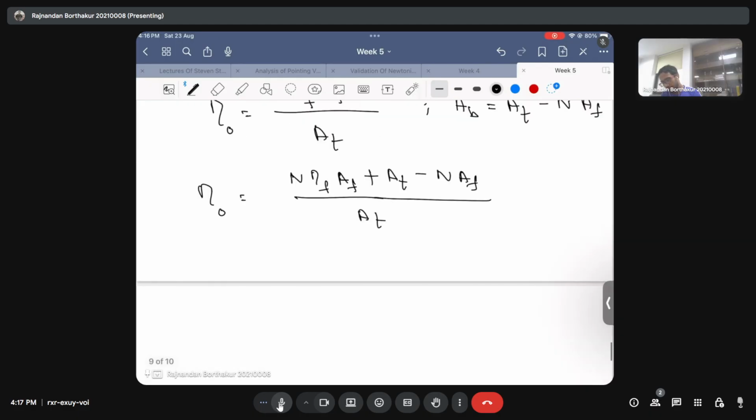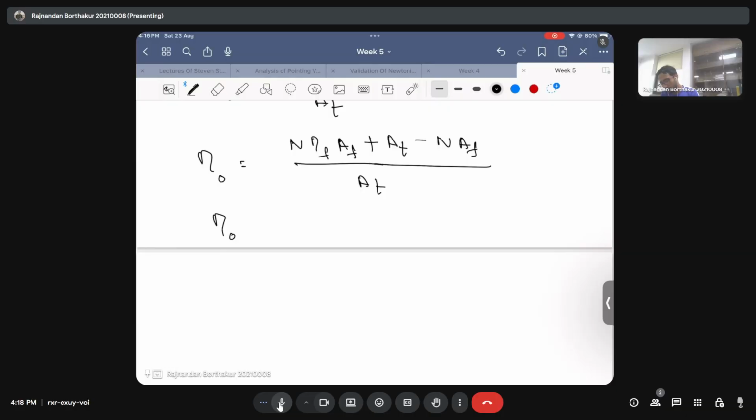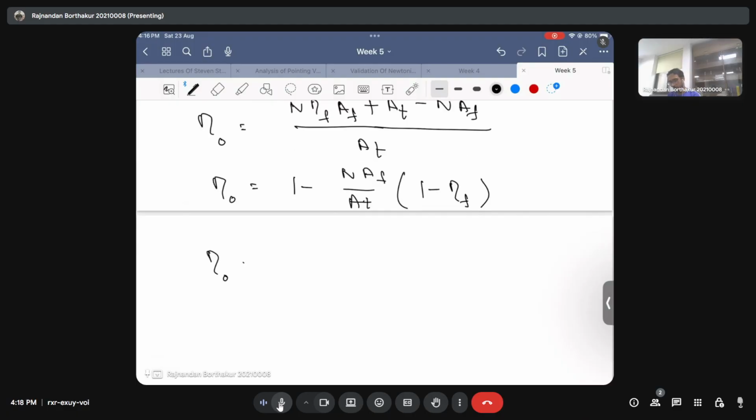So if you rearrange it, you can write it down as 1 minus N times A_f by A_t. If you take this as common, it will be 1 minus eta_f. That's it. So that is an expression. This eta_o, which is the overall fin efficiency, is equal to 1 minus the number of fins times the area of each fin by total area, and this is 1 minus the efficiency of each fin.